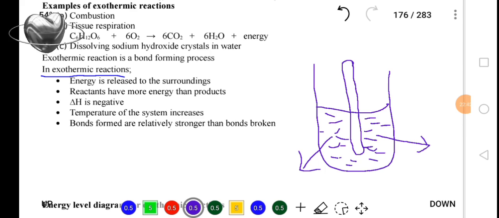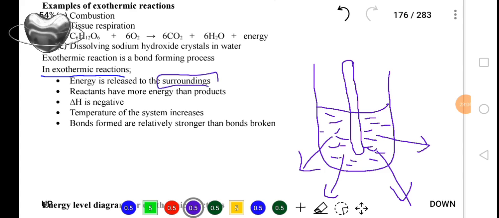That's the reason why the same heat which is coming out will be going out of the reacting system. It will be going out to the surroundings from the reacting system. So we expect the energy to be released to the surroundings. If you touch the container, you are going to sense that hotness of the container because heat is coming out of the reacting system. Point number 2, reactants have more energy than the products.